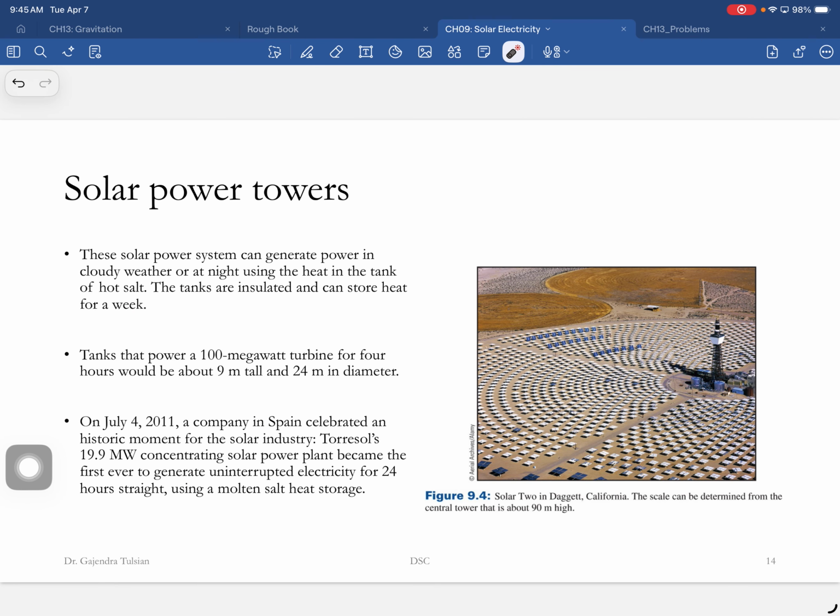Okay? This is called concentrated solar power. Okay? So you're concentrating solar energy, heating that salt, and producing electricity. So those are the two technologies that we have. Okay? We'll go over all these slides.